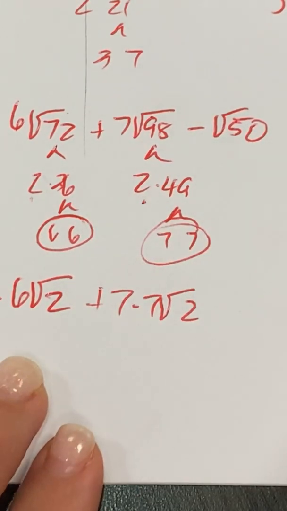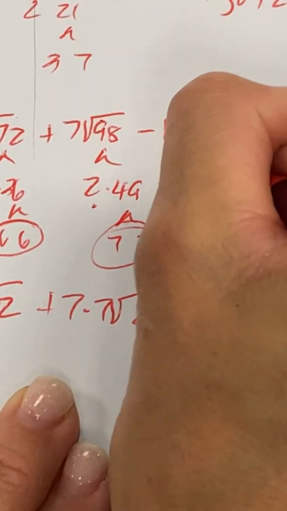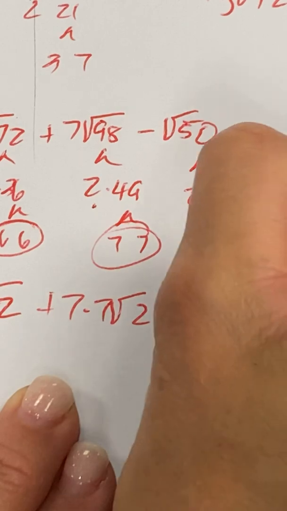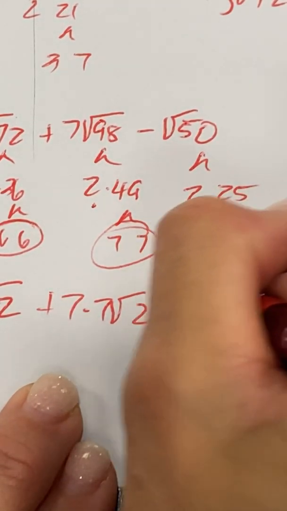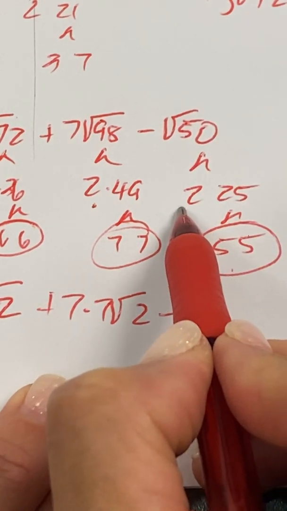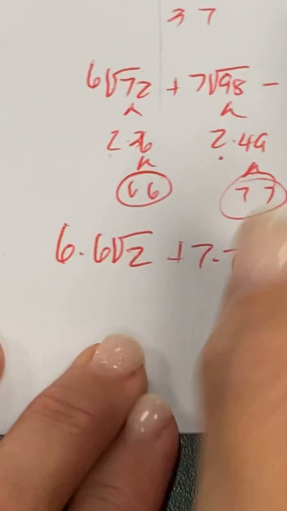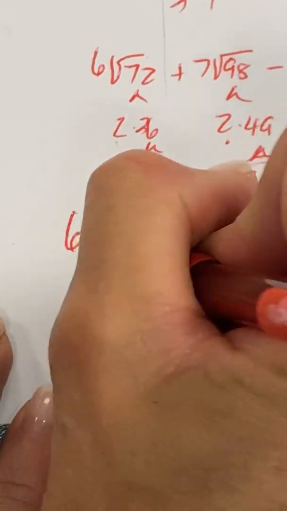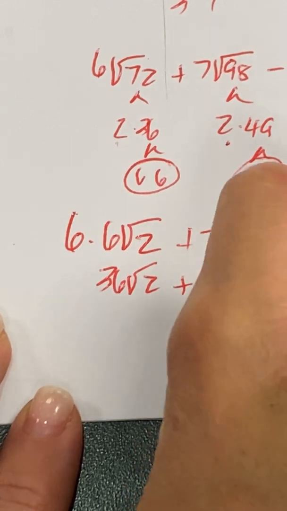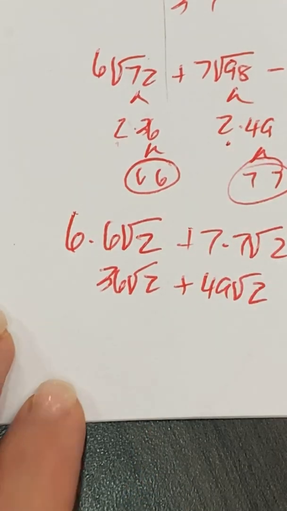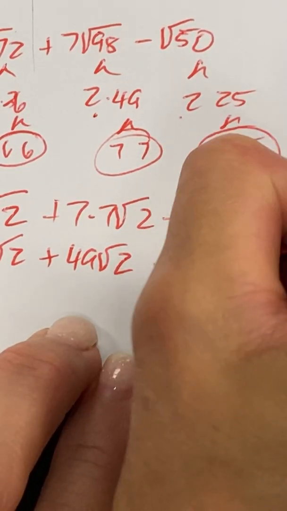A 2. And then square roots of 50 is what? 2 times 25? 5 and 5. So pull out a 5. What's left over? 2. Oh, look, we have all square roots of 2. All right, so this one ended up to be 36 square roots of 2 plus 49 square roots of 2. Minus 5 square roots of 2.